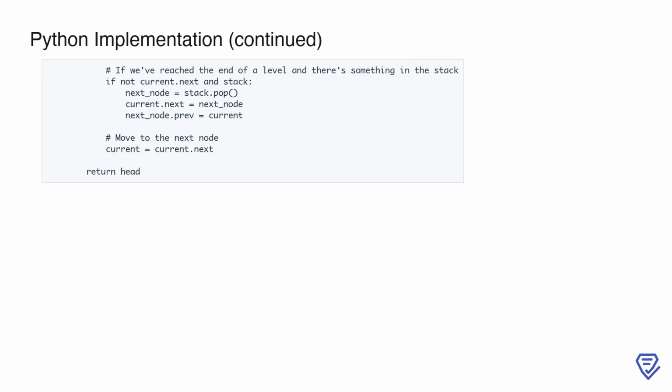Now, to handle cases where we reach the end of a level but still have nodes saved in the stack, we check if the current node's next pointer is null and if the stack is not empty. If that's the case, we pop the top node from the stack, which represents the next node to process. This node is then connected to the current node by updating the next pointer of the current node and the previous pointer of the popped node. After reconnecting the nodes, we move the current pointer to the next node in the flattened list.